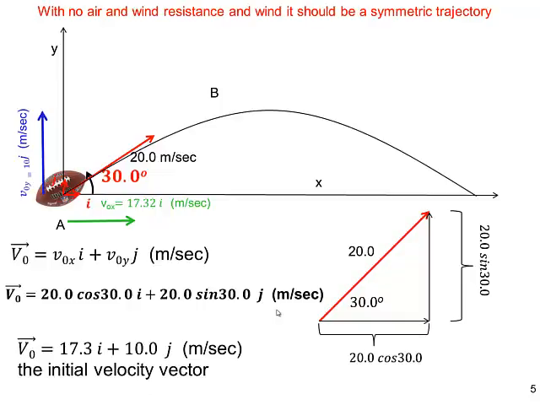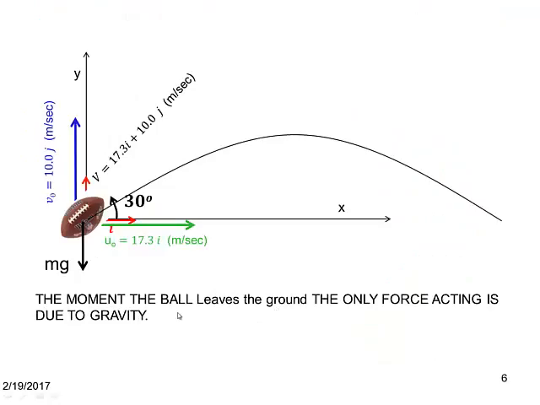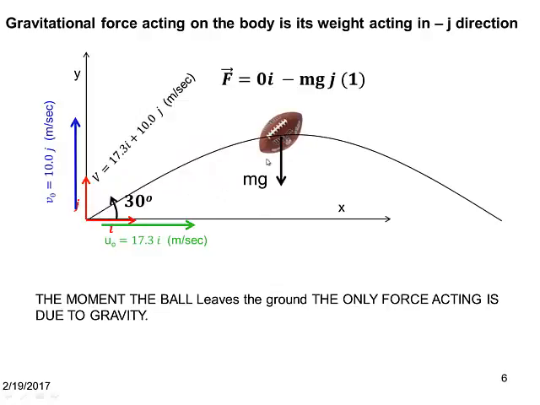Now let us consider the forces acting on the ball once its motion begins. The moment the ball begins motion, it is acted upon only by the force due to gravity, which is the weight of the ball acting in minus j direction. This is a simplified assumption. Actually, motion of the ball is affected by other forces such as resistance of air. Let us assume that these forces are negligibly small in this analysis.